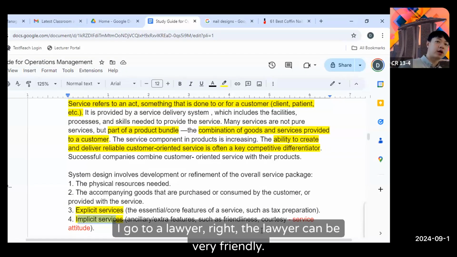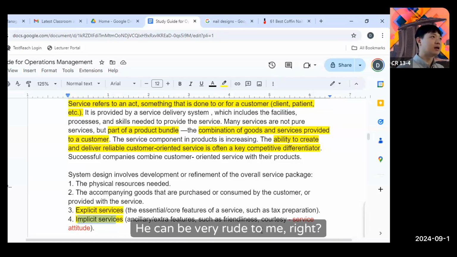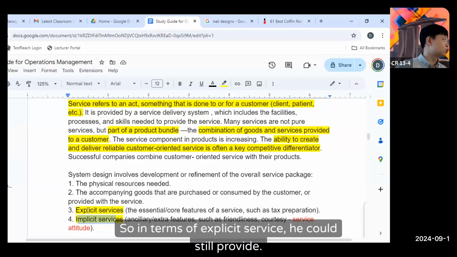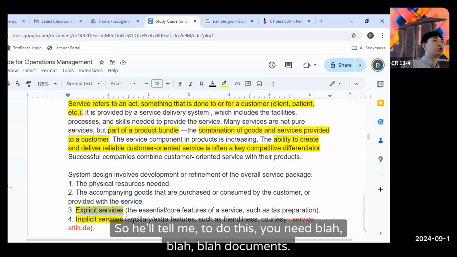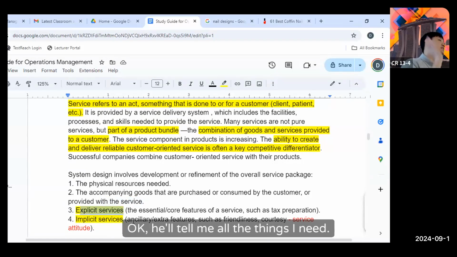I go to a lawyer, right? That lawyer can be very friendly. He can be very rude to me, right? So in terms of explicit service, he could still provide. So he'll tell me, okay, to do this, you need blah, blah, blah documents. Okay, he'll tell me all the things I need.